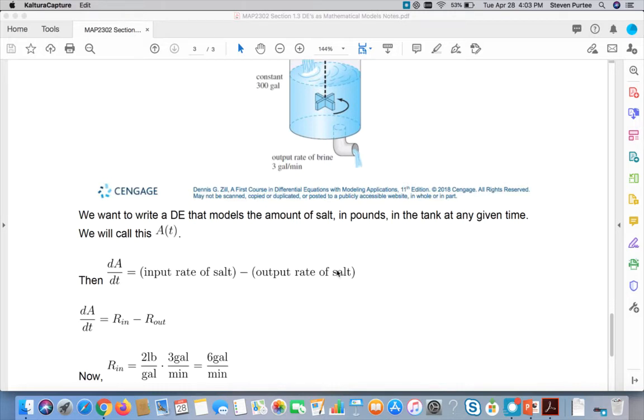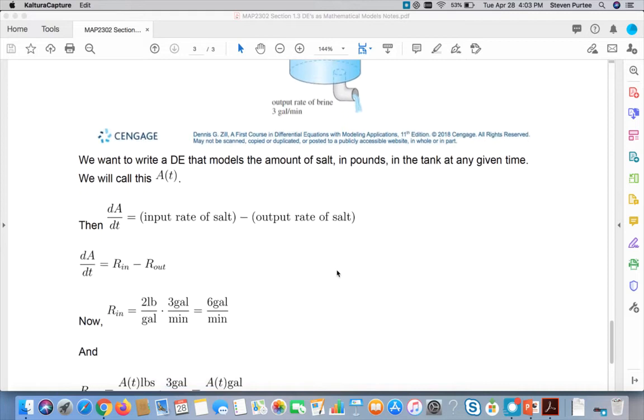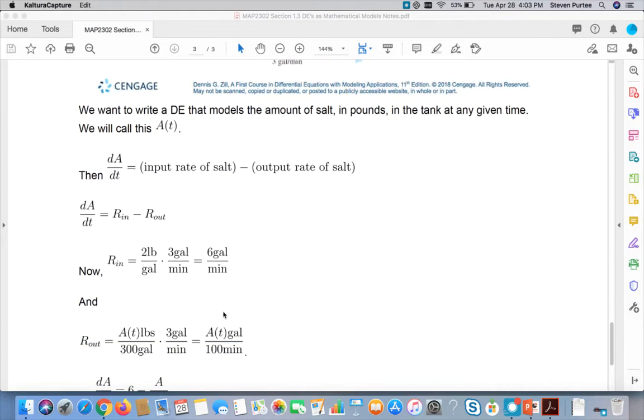Okay, so we're going to have to do a little dimensional analysis here to figure these out. Let's call R_in the rate of input of salt. So we've got 3 gallons per minute of salt water coming in. That salt water had a density of 2 pounds per gallon. So we're gaining 6 gallons. That should be 6 pounds. That's a typo there. Fix that in your notes. That should say 6 pounds per minute of salt.